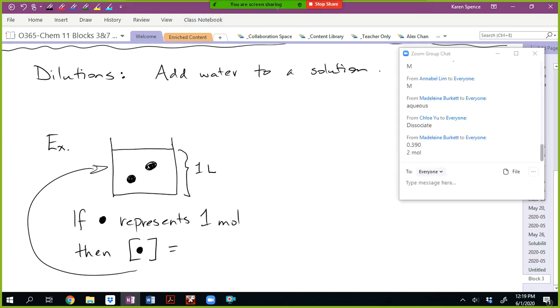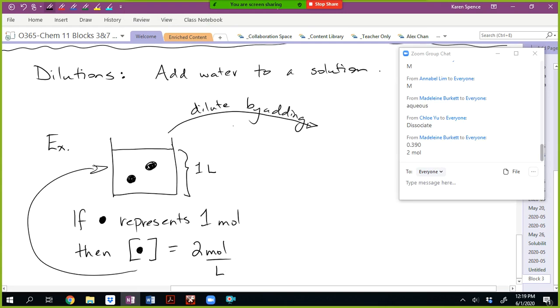2 molar. Yes. Okay, so we have 2 moles per 1 liter, so it's going to be 2 moles per liter. Okay. Now we're going to add some water to this. We're going to dilute this solution by adding 1 liter of water, H2O.